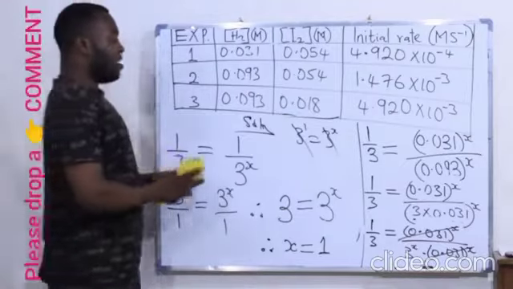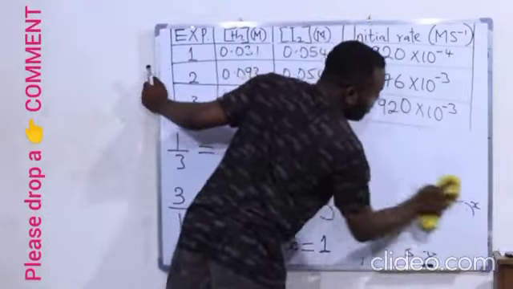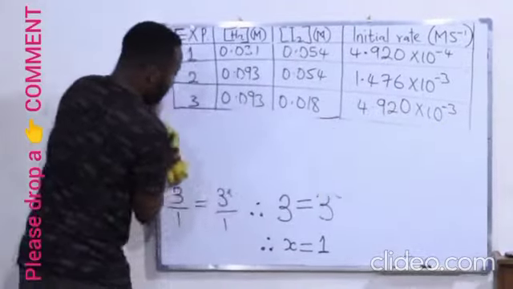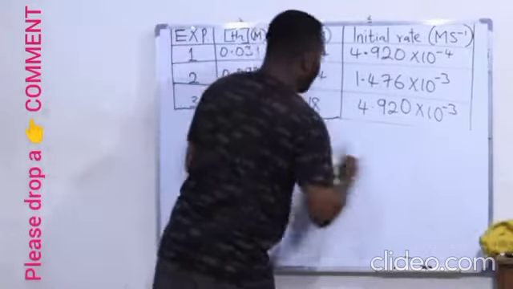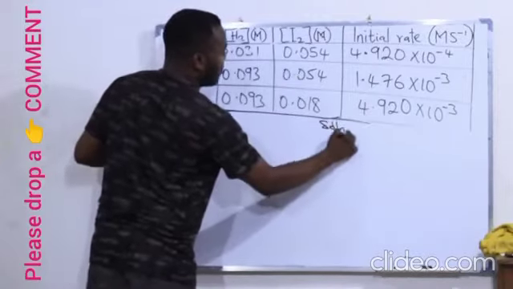I can now find the value of Y. Let us proceed to finding the value of Y. How do we find Y? The same method. I will look for the 2 values that can eliminate X so that I'll find Y. Let's do that again.